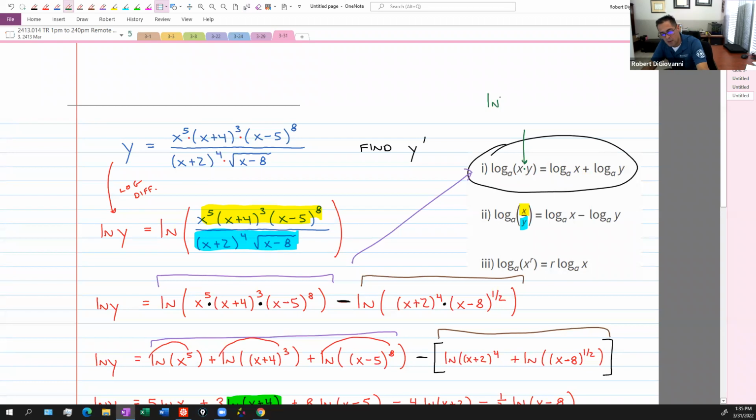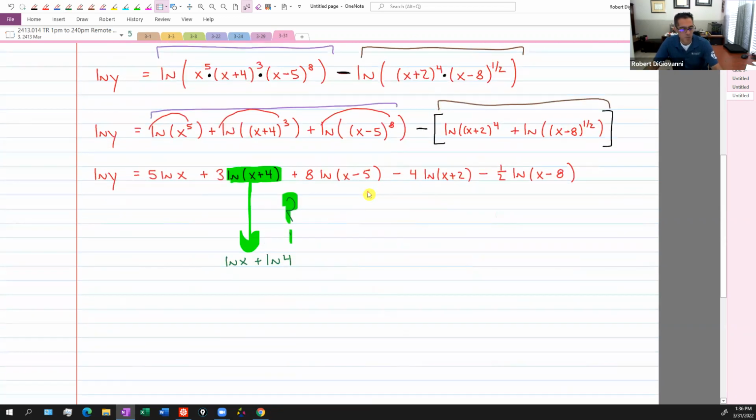If you have, let's say, log base a of x plus y, this does not equal log base a of x plus log base a of y. It does not, okay? In fact, there is no way to split it apart. There's no algebraic thing you can do, so we have to just leave it as is. It's not going to cause a problem because we can take the derivative of that. That's not an issue.